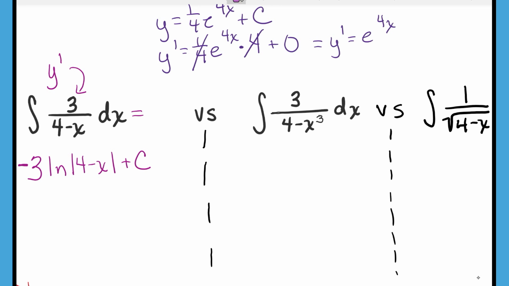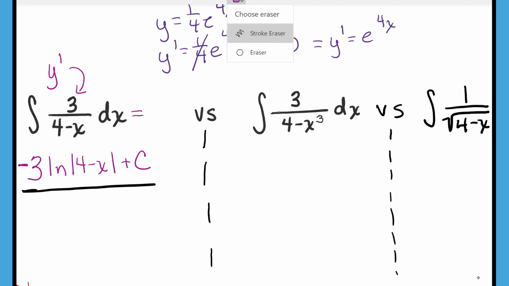I feel good about this. And again, if you don't feel good about it, let's do this. Let's take the derivative of this, and if we don't get our original problem, then we're wrong. So here we go. So this is like my y. It's not equal to it, but I'm thinking that.